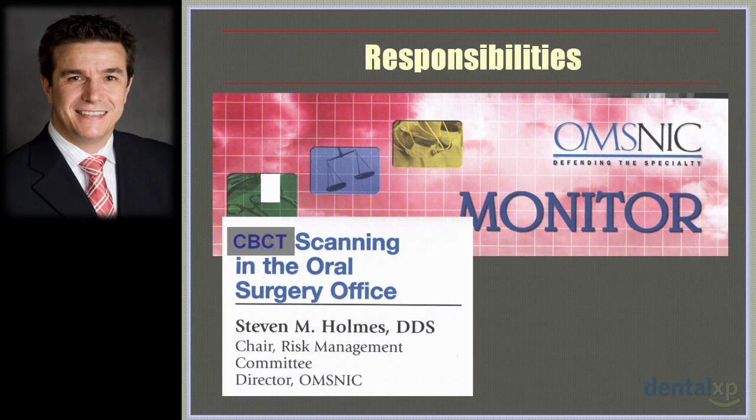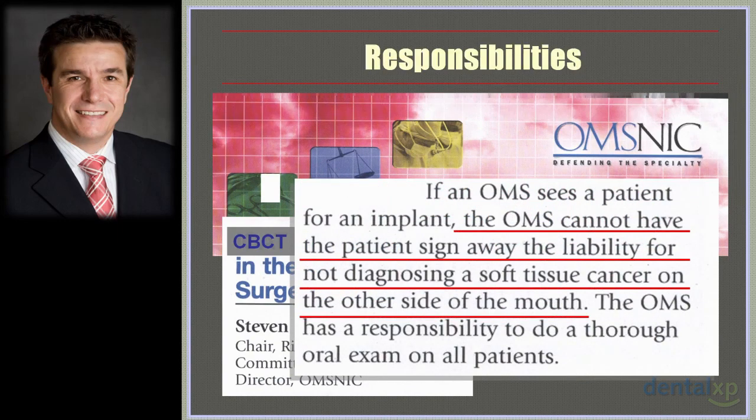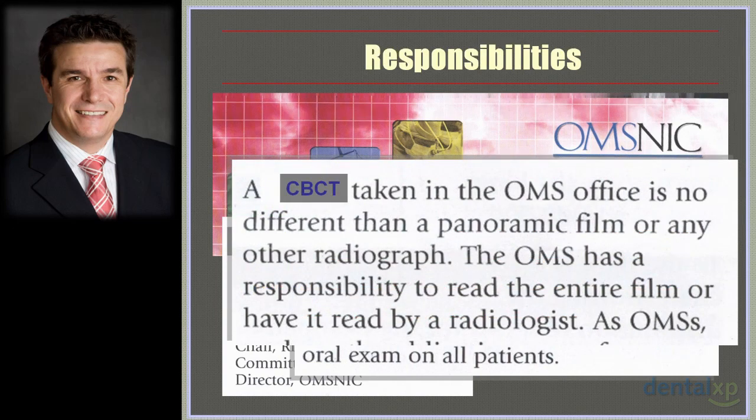I will continue this discussion with a document published by OMSNIC. OMSNIC is the Oral and Maxillofacial Surgery National Insurance Company. It is the biggest liability insurance company in oral surgery, and in fact, they made pretty much the same statement. The oral surgeon cannot have the patient sign away the liability for not diagnosing a soft tissue cancer on the other side of the mouth. So in a way, we are liable if there is something in the scan, even if it is in a different area than the initial area of interest.